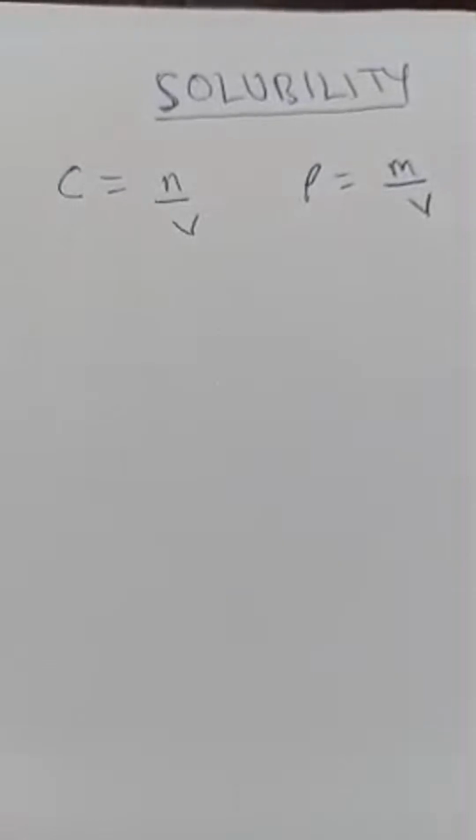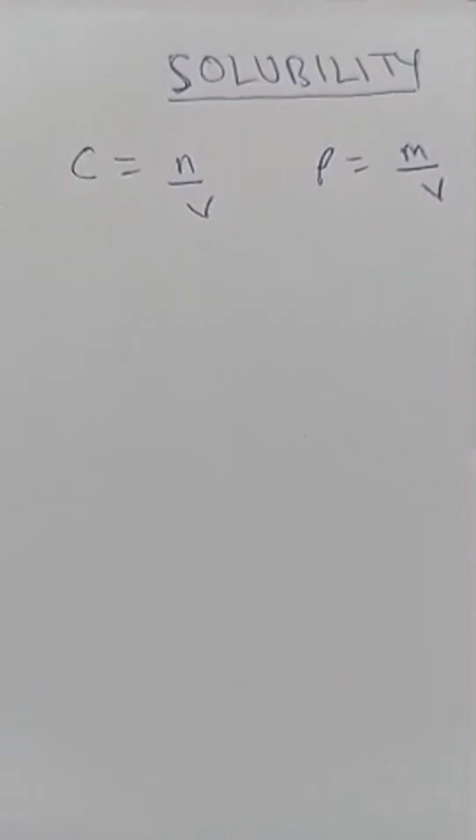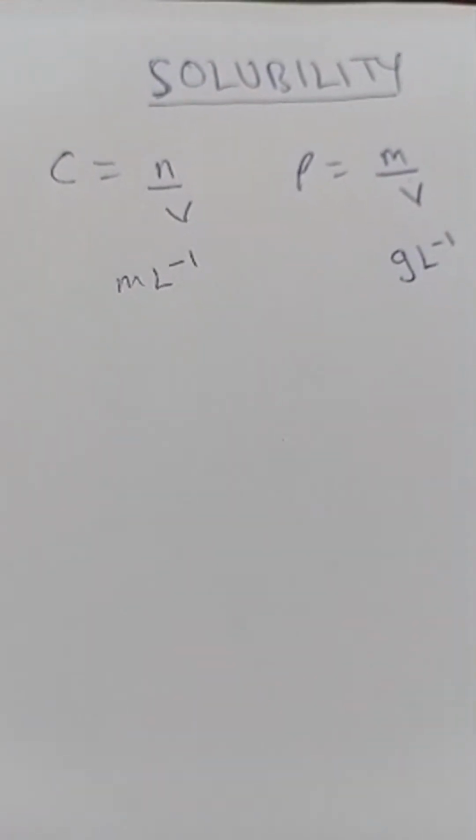And we know that we can calculate concentration in two ways. We can find the molarity, or we can find the mass concentration. So when you're asked to calculate solubility, just go ahead and find your molarity. So this one will be in what? Mole per liter. And this one is going to be in what? Gram per liter.